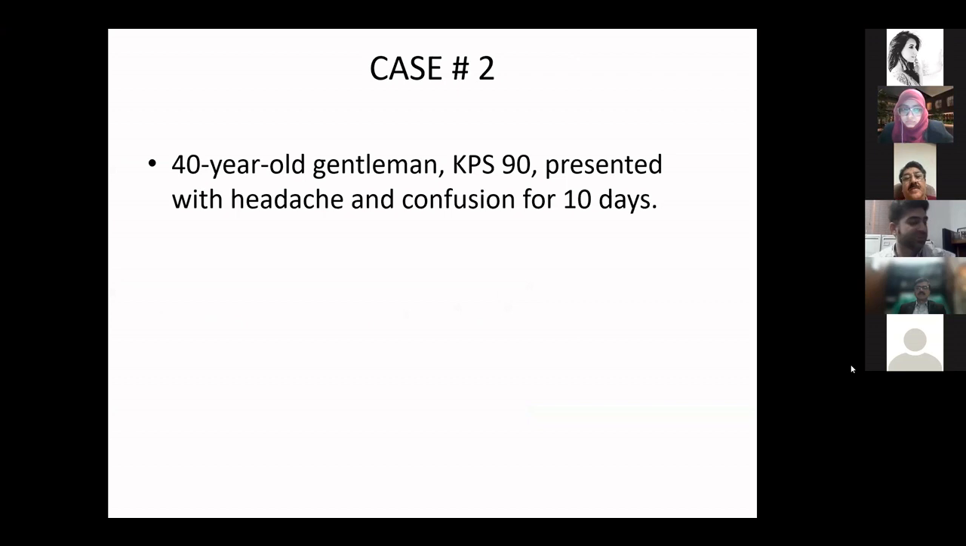Okay, so we go to the second case. Today we have two cases, so we will have good time to discuss. And yes, Dr. Zainab. Dr. Zainab is the resident of neurosurgery here. She will be presenting the second case. Zainab?